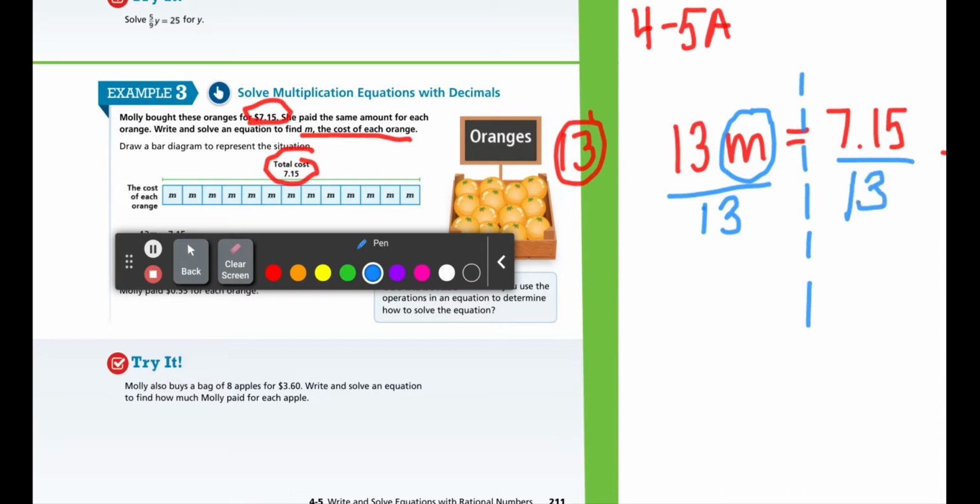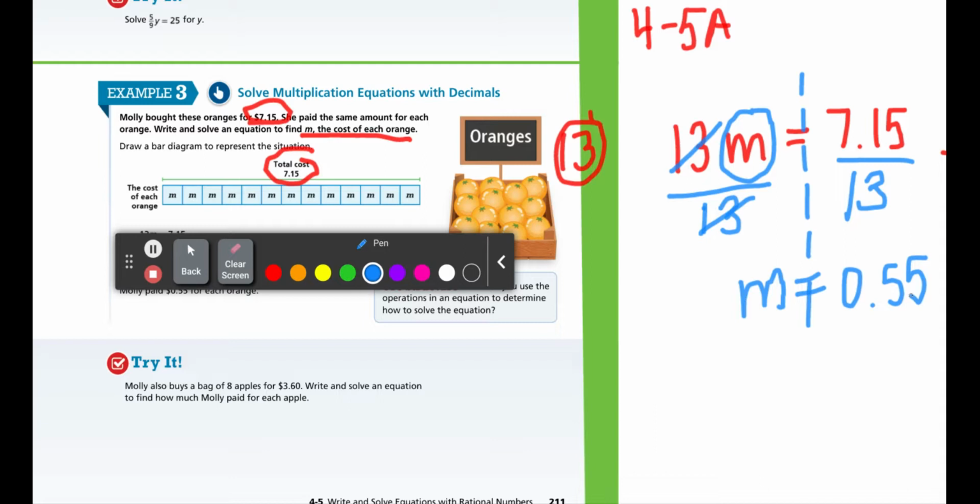So now let's look at that left side of the equation. 13 divided by 13 would be 1. I'm left with M. And what does M equal? M equals $7.15 divided by 13. Put it in your calculator. What does M equal? M equals 55 cents each. So that means that the cost of each orange was 55 cents.